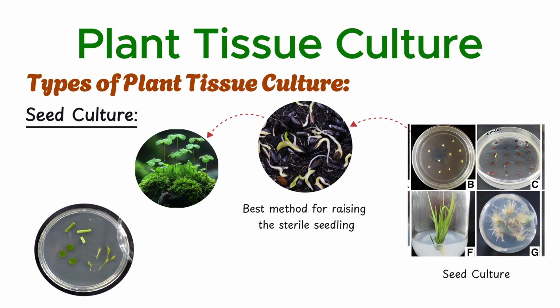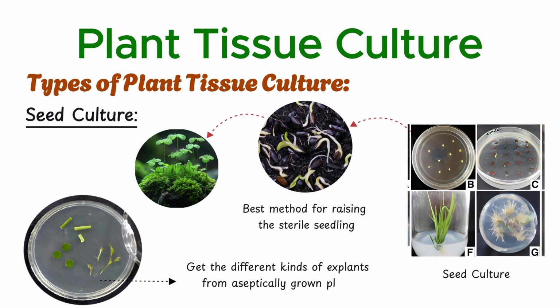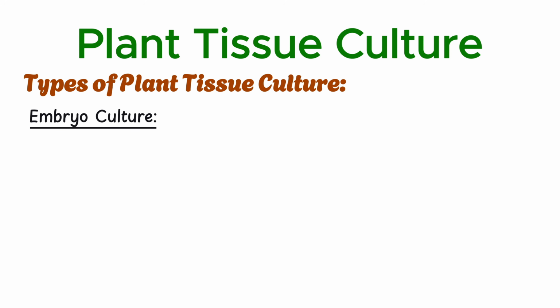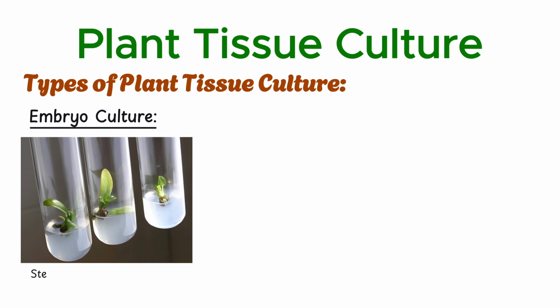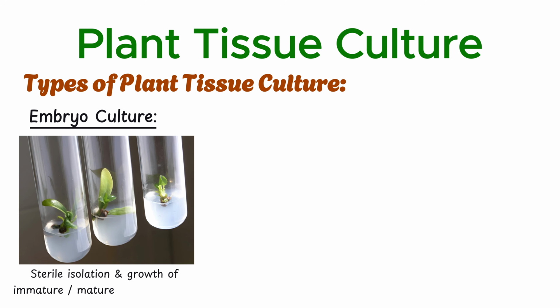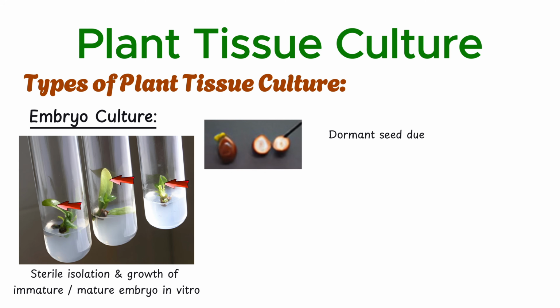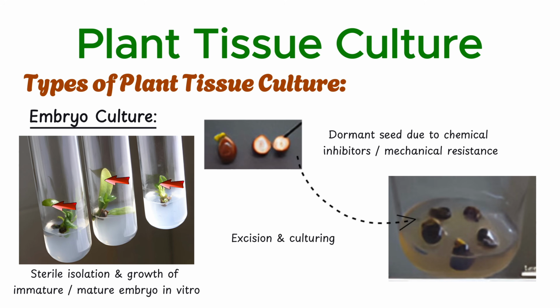The seed culture is done to get the different kinds of explants from aseptically grown plants, which help in better maintenance of aseptic tissue. Second is embryo culture. Embryo culture is the sterile isolation and growth of an immature or mature embryo in vitro with the goal of obtaining a viable plant. In some plants, seed dormancy may be due to chemical inhibitors or mechanical resistance, structures covering the embryo. Excision of embryos and culturing them in nutrient media help in developing viable seedlings.